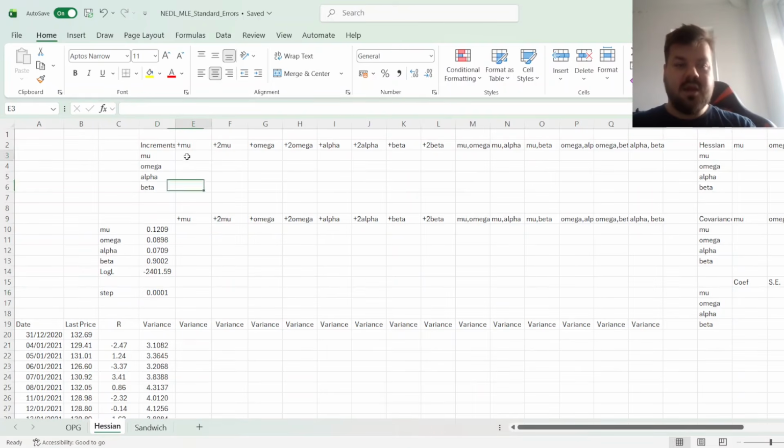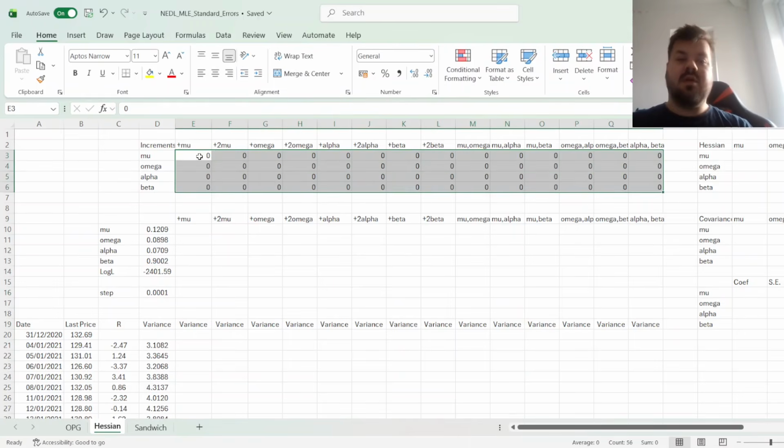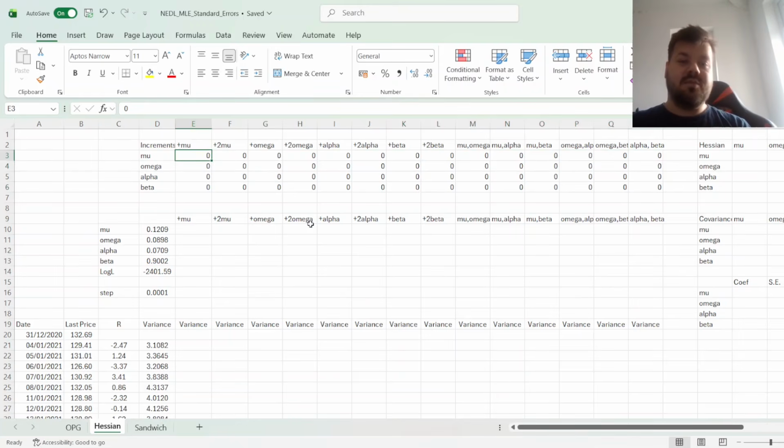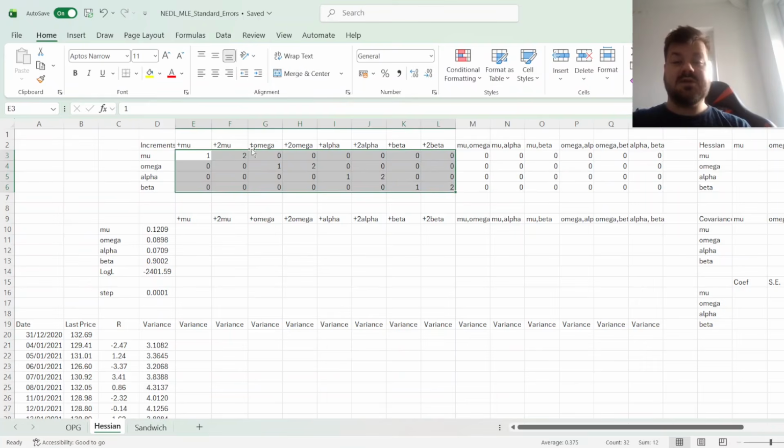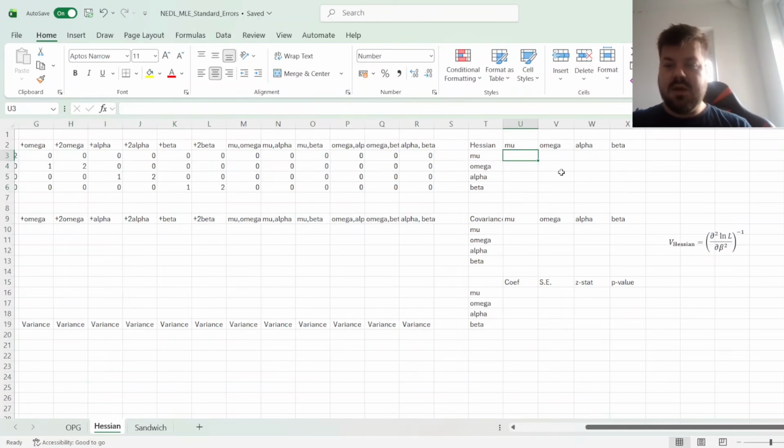So for that, we'll need to change, let's say we'll start with zeros, and we'll change mu once and twice, we change omega once and twice, we change alpha once and twice, and we change beta once and twice. So that allows us to calculate the diagonal of the Hessian matrix already. This diagonal will already be populated with the estimates, the empirical second derivatives with respect to mu, omega, alpha, and beta.